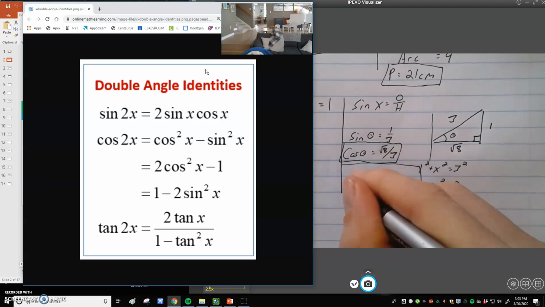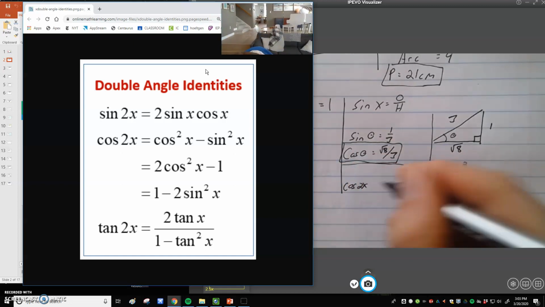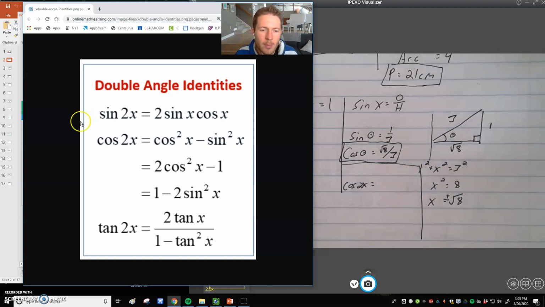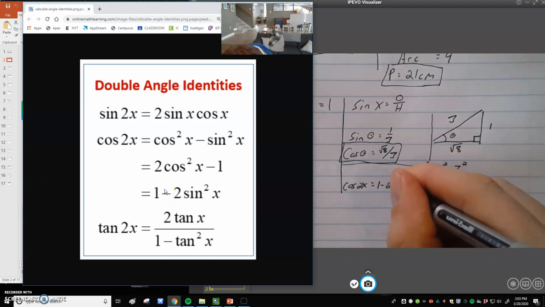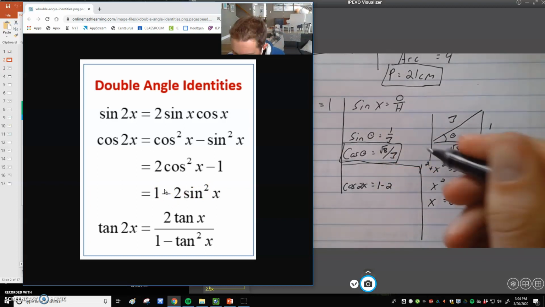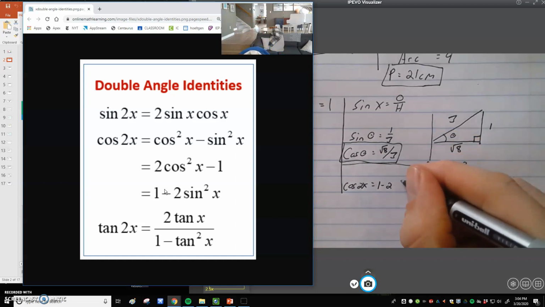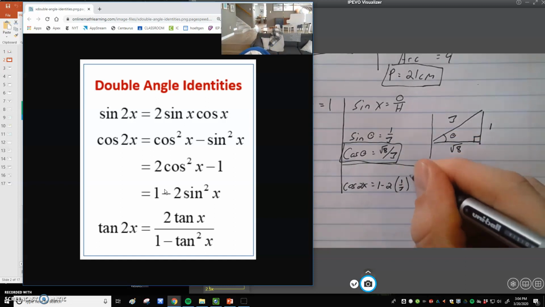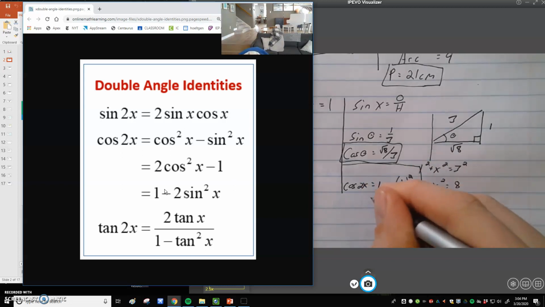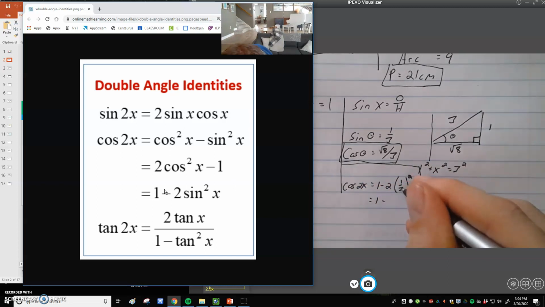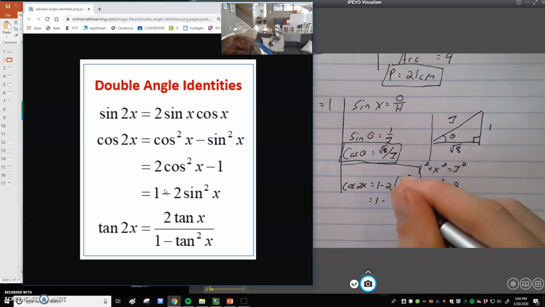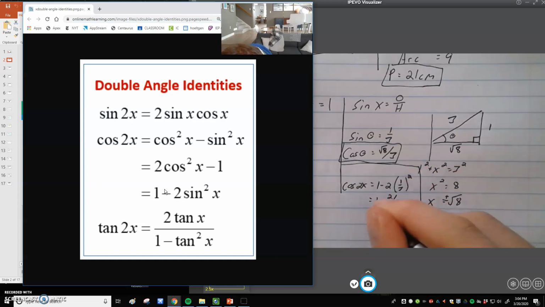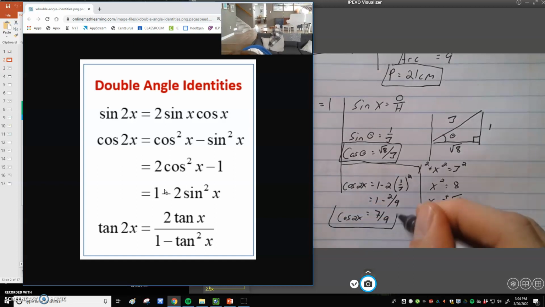All right, so we'll have cosine 2x is equal to, again, I'm using this one, 1 minus 2 sine squared x. So 1 minus 2. Now sine here, we've already established that sine is 1/3, so minus 1/3 squared. Okay, so this equals 1 minus 1/3 squared, which is 1/9, so this is 2/9. 1 minus 2/9, you will get 7/9 as your final answer. Cosine 2x equals 7/9.